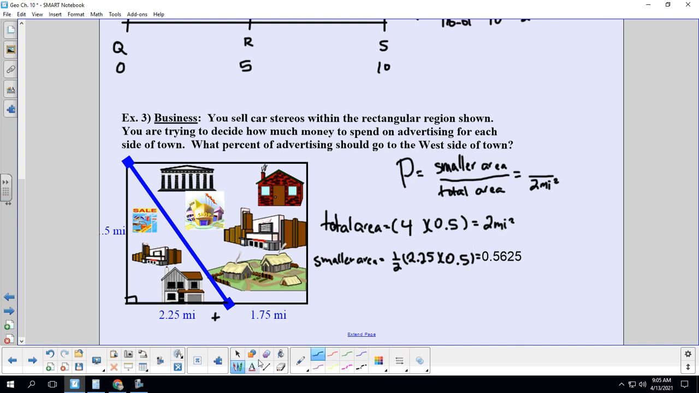I know, don't judge me. I don't like to. I can copy and paste. I will do that all day. So square miles. Okay, so it's 0.5625.